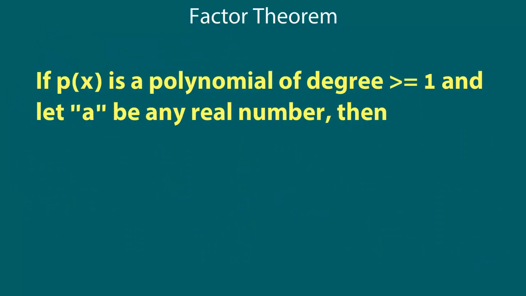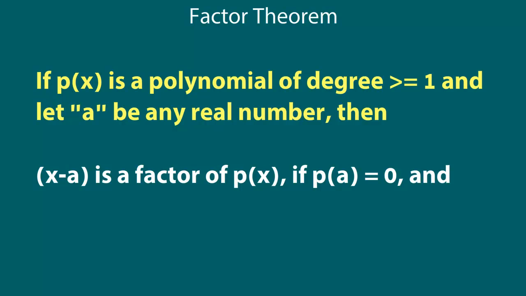So this is precisely what the factor theorem tells us. The factor theorem simply states that if p(x) is a polynomial of degree greater than or equal to 1, and a is any real number, then x minus a is a factor if the value of the polynomial at a equals 0. Now we know this is the remainder. So if the remainder is equal to 0, we know that x minus a must be a factor of p(x). We know that.